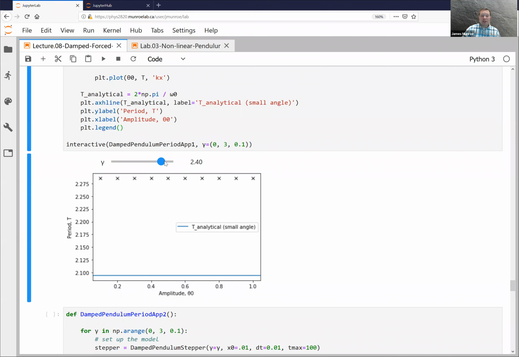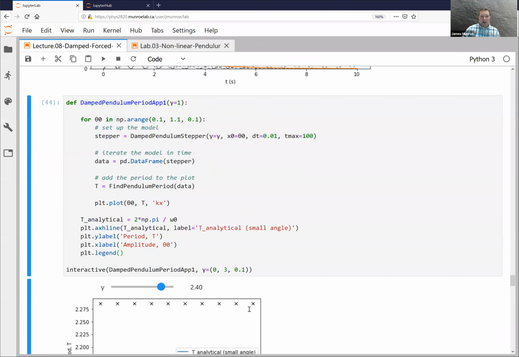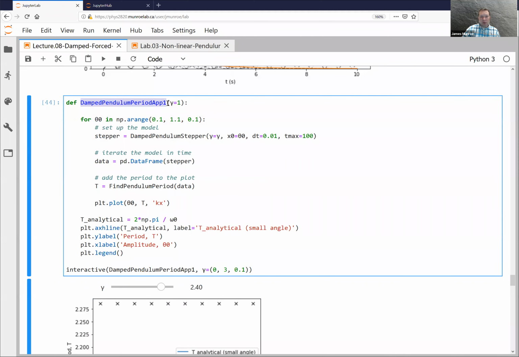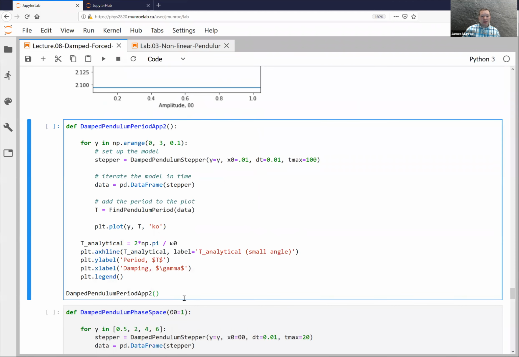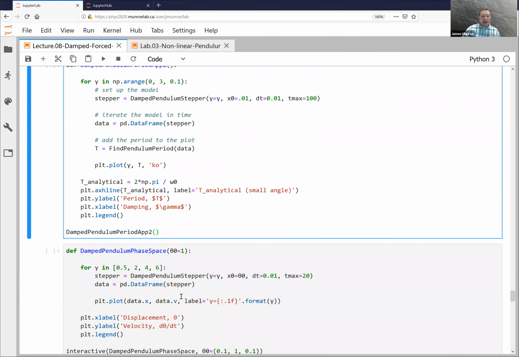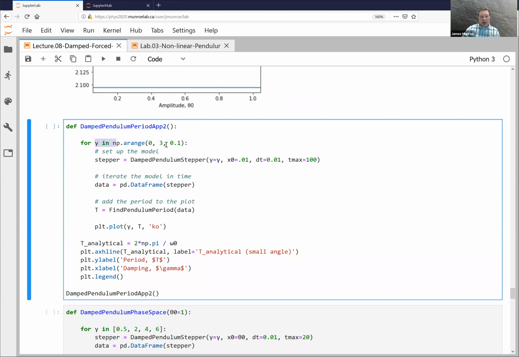That suggests that for this kind of plot, we really don't want to plot period versus amplitude. We really want to plot period versus gamma. So let's flip it around. Let's take this program, which I've called damp pendulum period 1, and call it damp pendulum period app 2. The only difference is that now I am looking at how gamma changes all the way through.